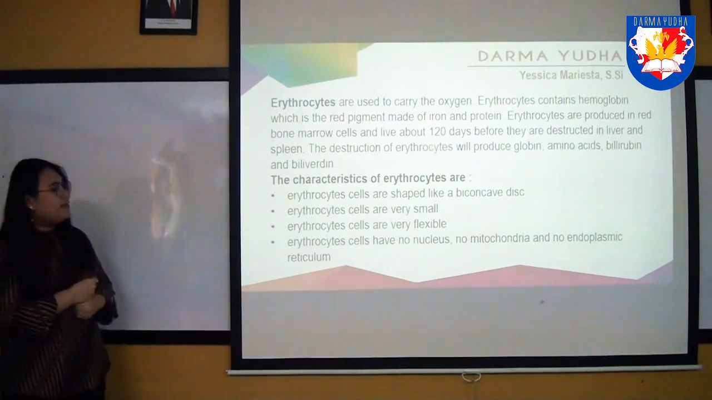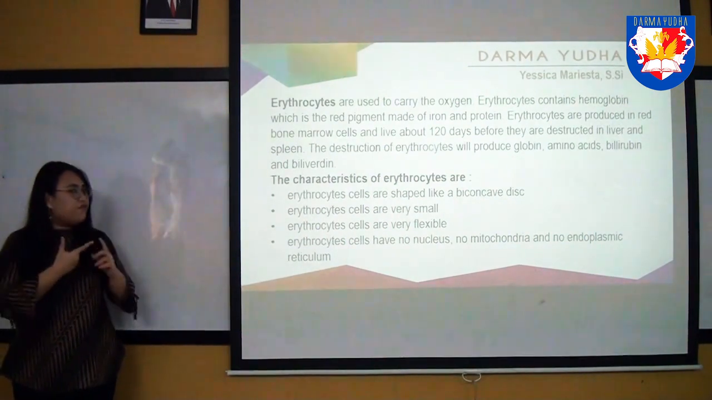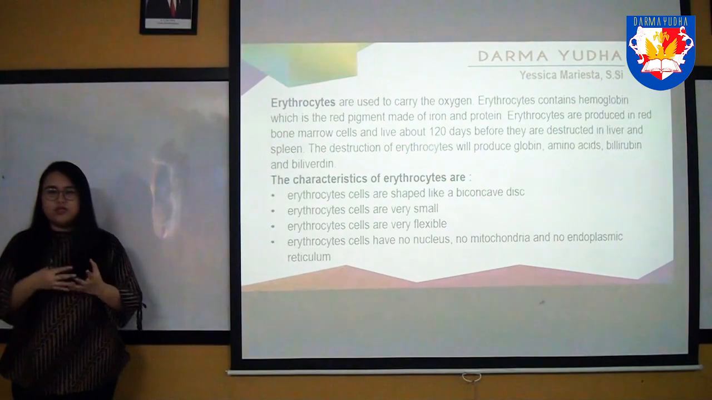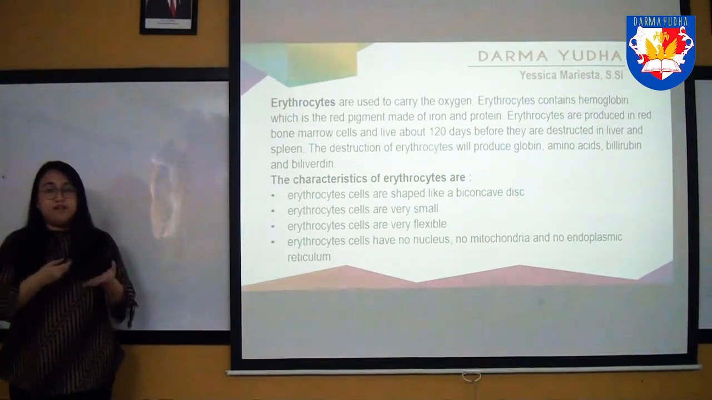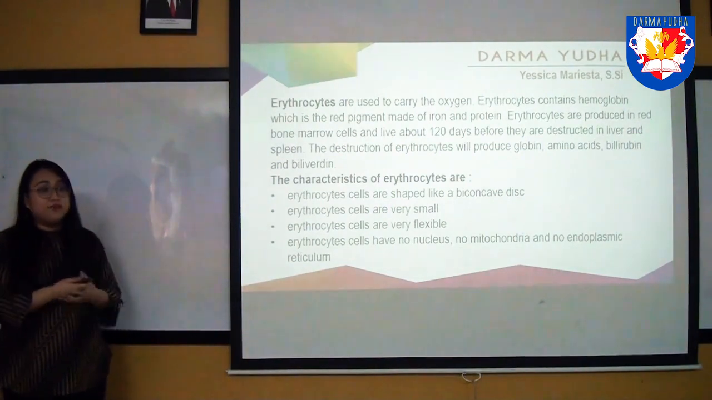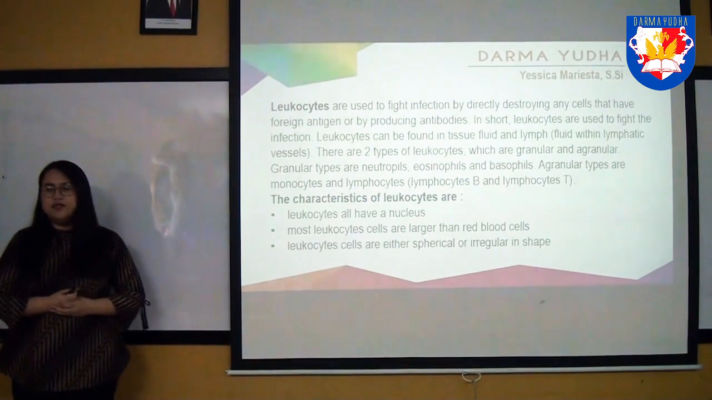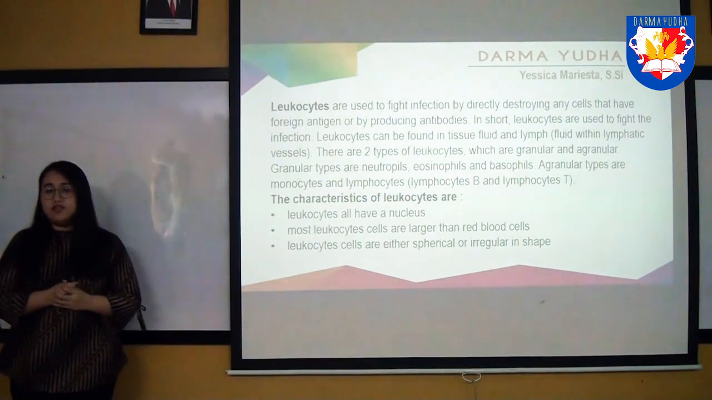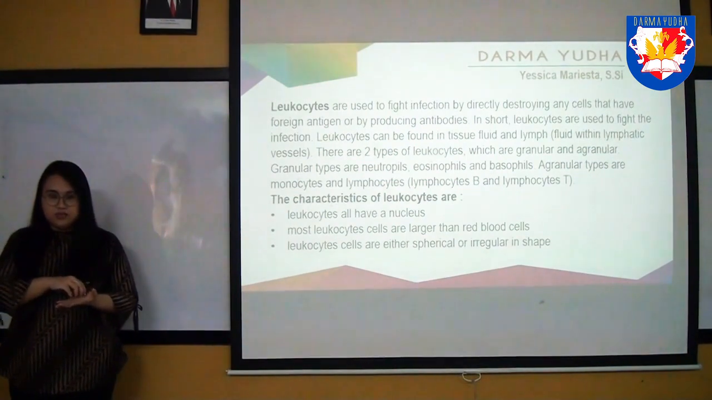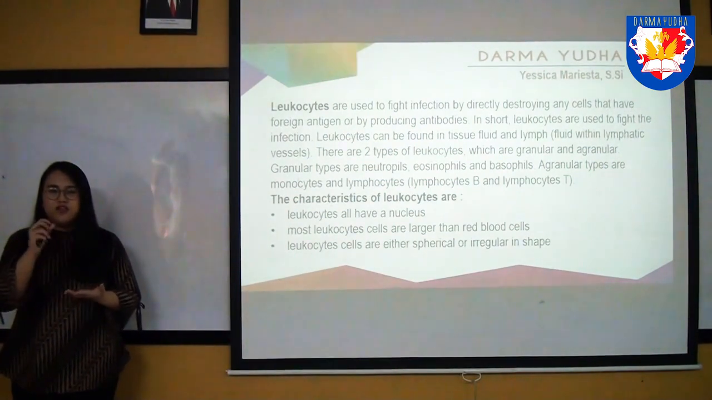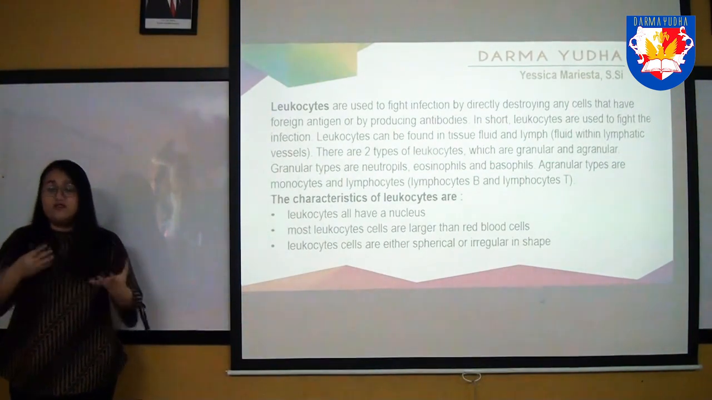The characteristics of erythrocytes: firstly, they have a biconcave shape. They are flexible, they are small, they don't have a nucleus, they don't have mitochondria, and they also do not have endoplasmic reticulum. The next is leukocytes. Leukocytes are used to fight infections by directly destroying foreign antigens or by making antibodies. So in short, leukocytes fight infections.